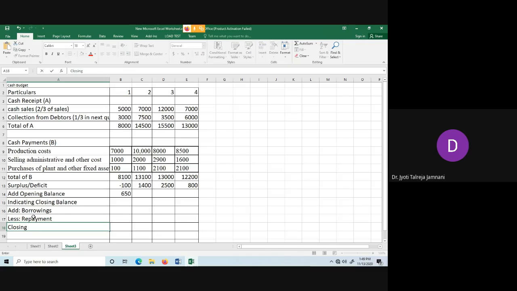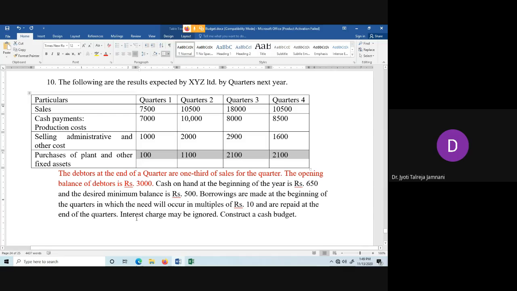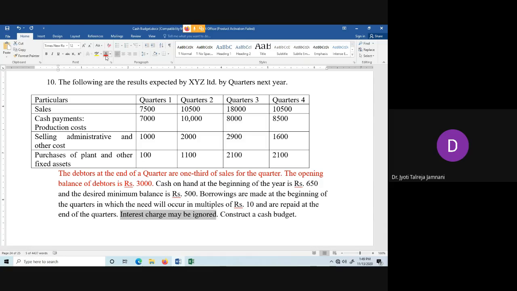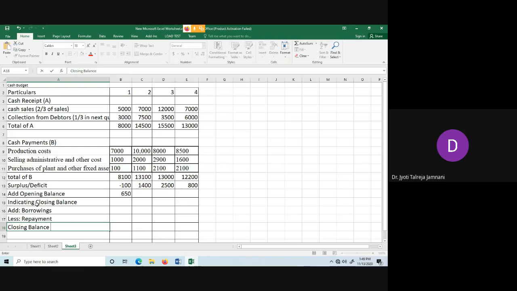Now, just see here, I have not taken interest on borrowings anywhere because it's clear mention here that you need to ignore. Interest charges may be ignored and they're not even given the percentage of interest. So that's the reason it is not being taken here. So let's see what is the indicating closing balance. To the surplus or deficit, you add the opening balance. So you get the closing balance 550.